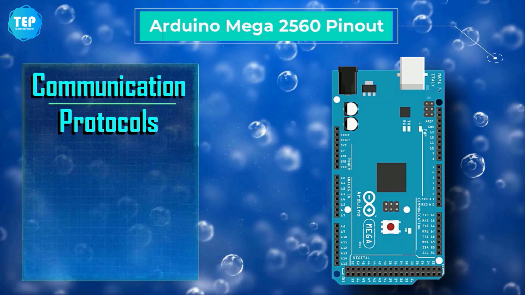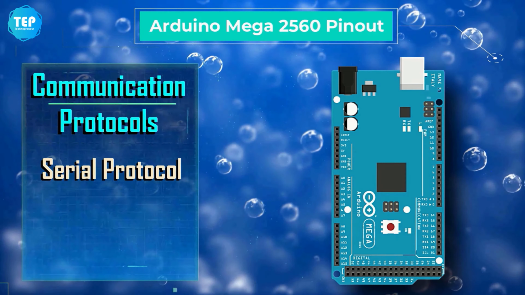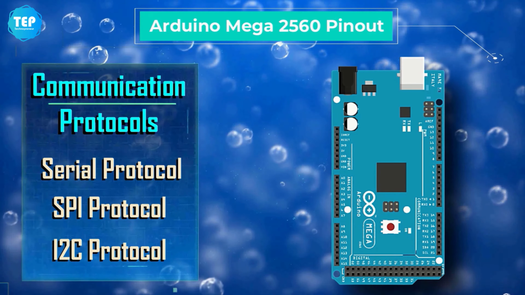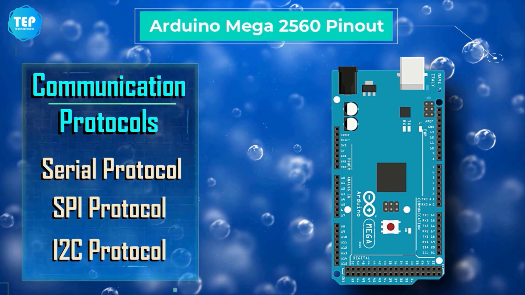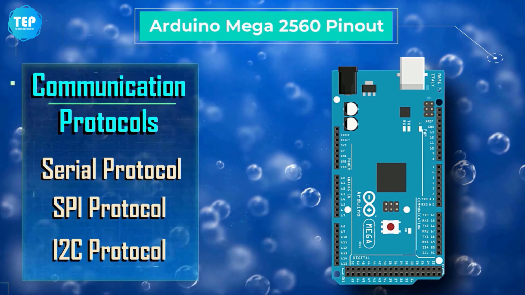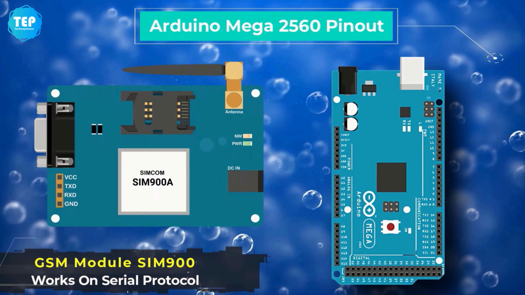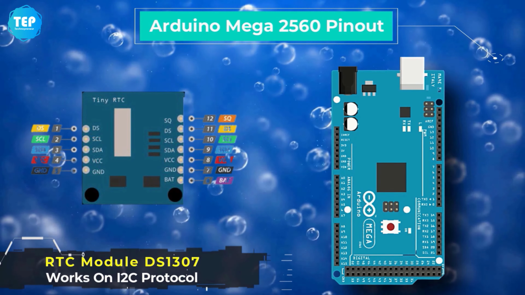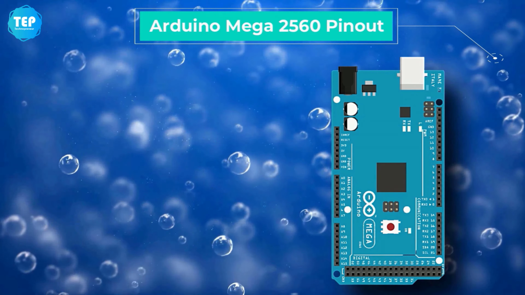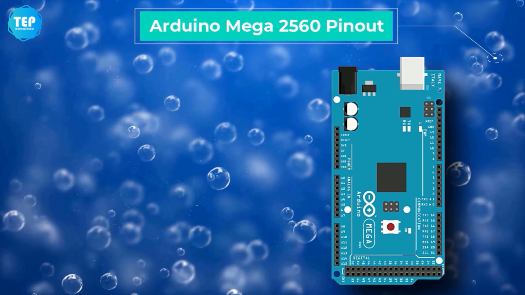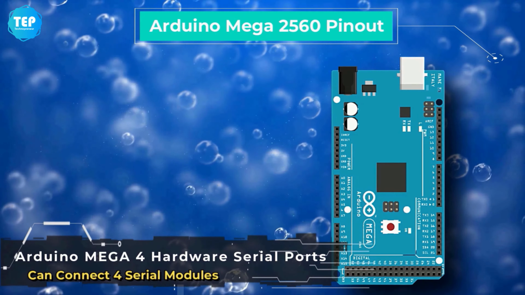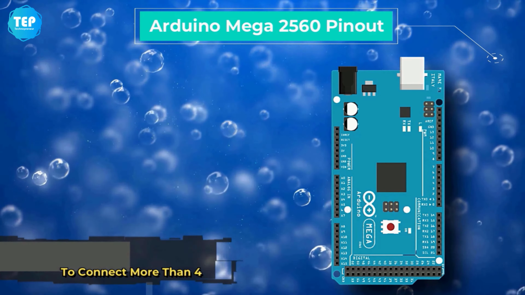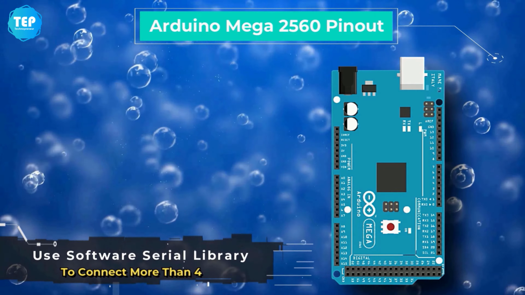Arduino Mega supports 3 types of communication protocols, named Serial Protocol, SPI Protocol and I2C Protocol. These communication protocols are used for data transferring between Mega and third-party modules. For example, GSM module SIM900 works on Serial Protocol, while RTC module DS1307 works on I2C Protocol. So we need to connect these modules with respective pins of Arduino Mega. Arduino Mega has 4 hardware serial ports, which means we can connect 4 serial modules with Arduino Mega. If you want to connect more than 4, you need to use software serial library.